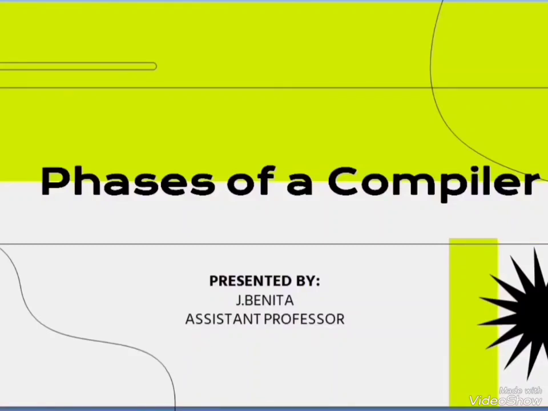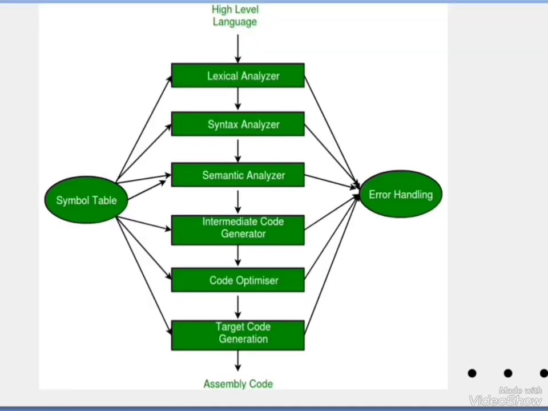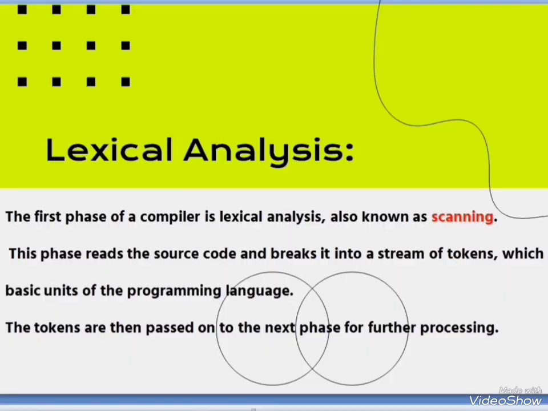Next important third unit compiler design topic is phases of a compiler. For the processing of a compiler, it is divided into two phases. First one is analysis, another one is synthesis. Analysis can be divided into three types, that is lexical analyzer, syntax analyzer, semantic analyzer, and the synthesis phase can be divided into the remaining three types.